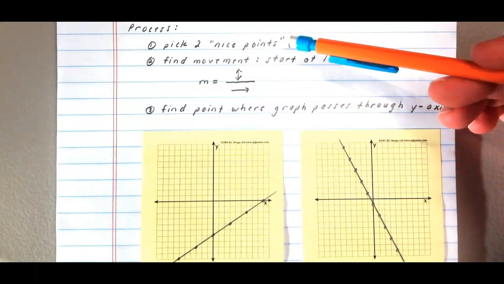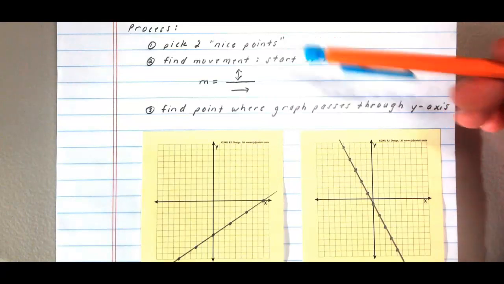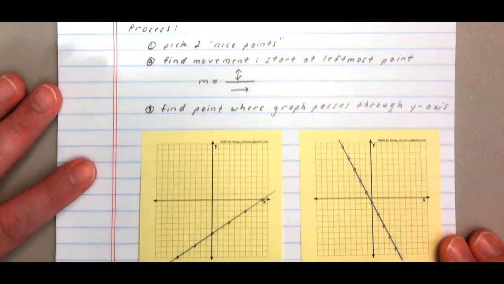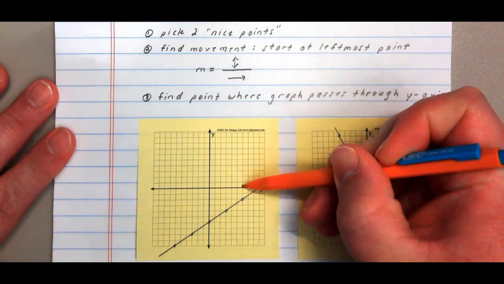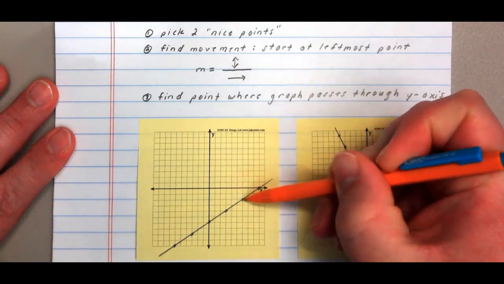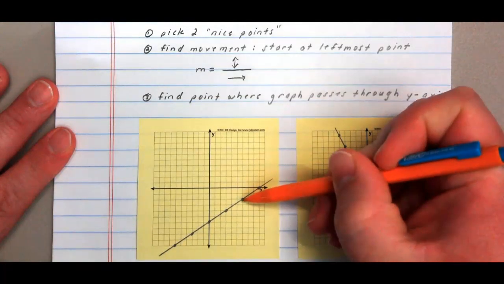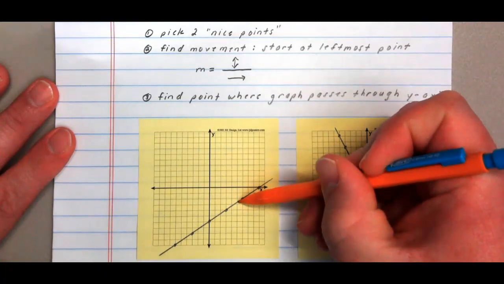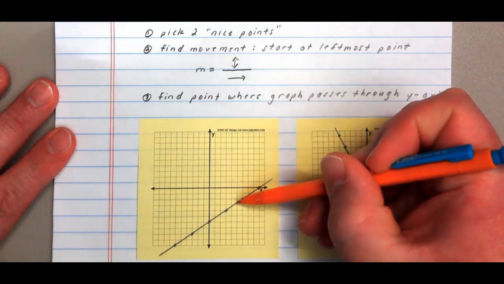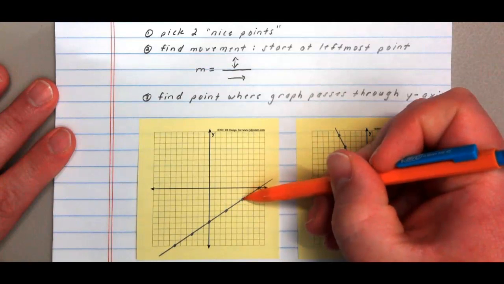Nice points is sort of a term I made up to really describe points that fall directly on the crosshairs of a graph. And what I mean by that is, if we look here, this graph line and this graph line, this point right here falls directly on an intersection. Whereas like if I looked, let's say, at this point right here, that would not. That's sort of in the middle between these two. So nice points are points that actually fall directly on a crosshair up and down and left and right.